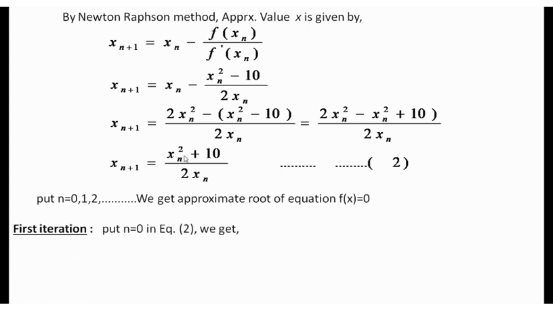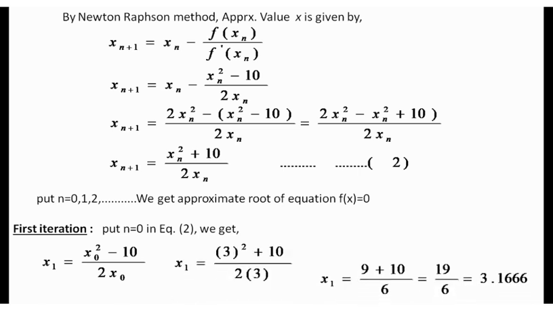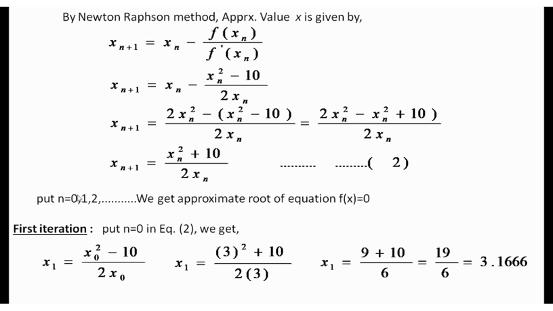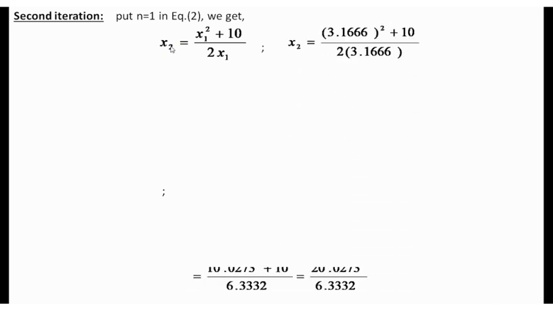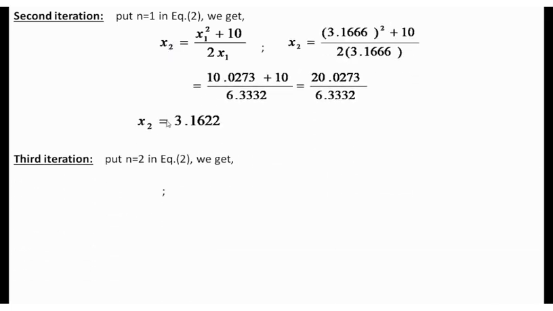So let's see the first iteration. Put n is equals to 0 in equation 2. We get x1 is equals to (x0 square plus 10) upon 2x0. After solving, we get the value of x1, that is 3.1666. So now the second iteration, x1 value will be used here. See here x1. Putting n as 1, we get x2. After solving, we get x2 is equals to 3.1622.